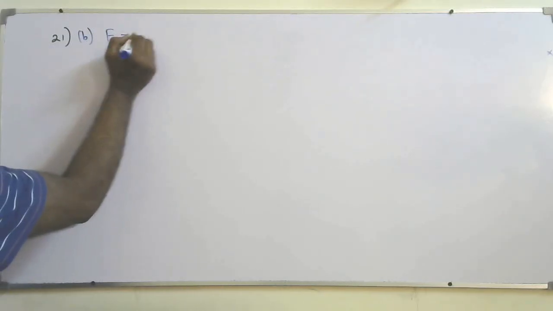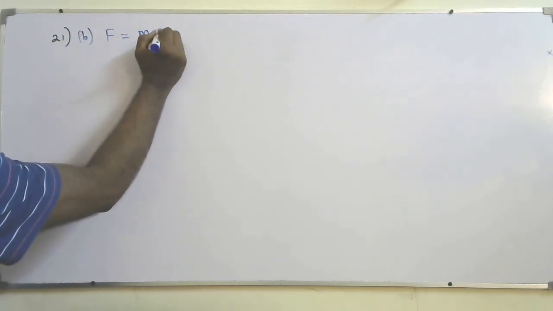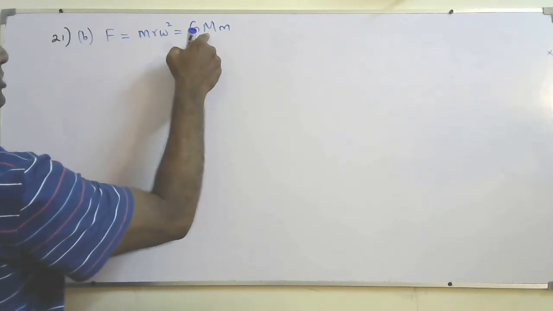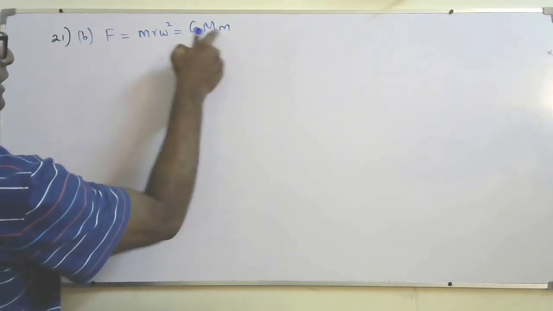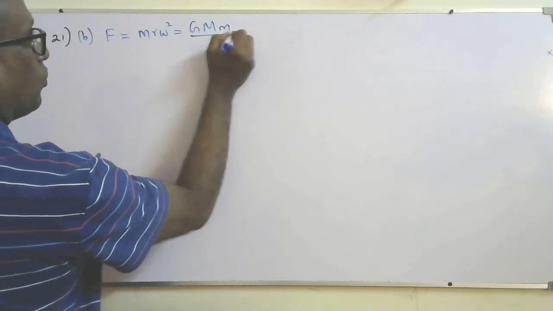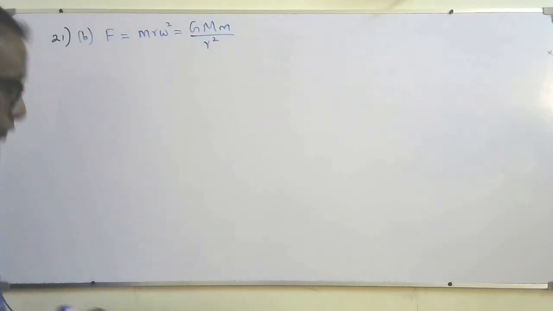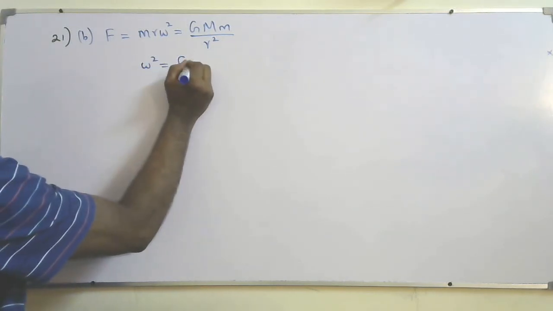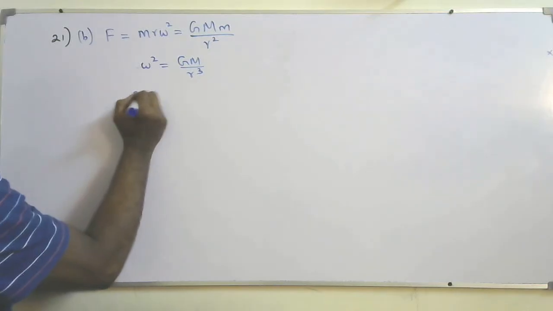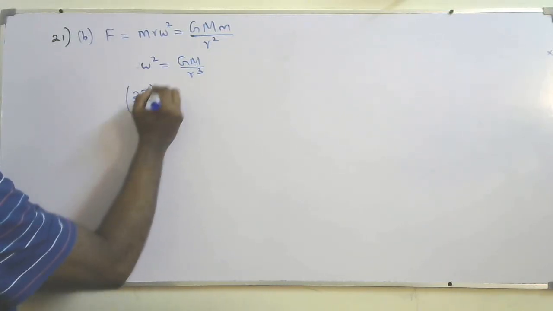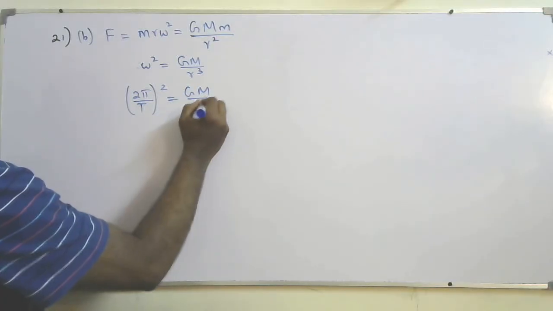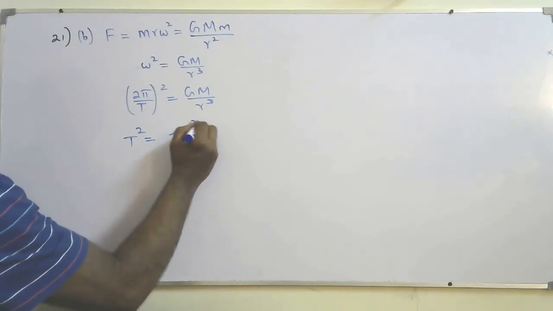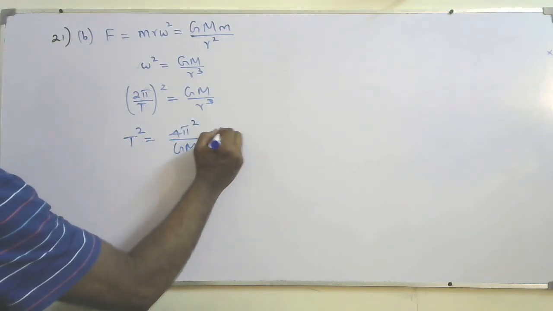I know the centripetal force is given by m r omega square, that is the gravitational force between the Earth and the satellite, mass of Earth, mass of satellite. Mass of satellite is the smaller m over r square, where r is the radius of the orbit. So m and m get cancelled, r comes here. So omega squared equal GM over r cube. Omega equal 2 pi over T, all squared, equal GM over r cube. So I can say T squared equal 4 pi squared over GM into r cube.